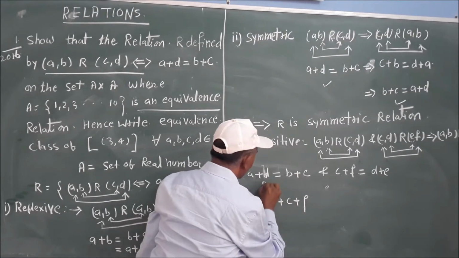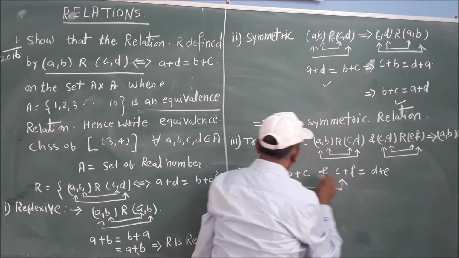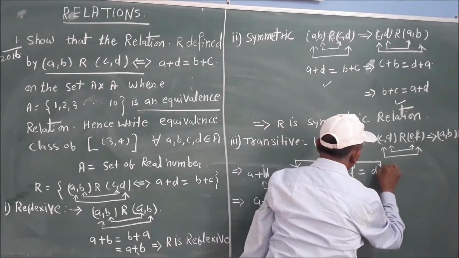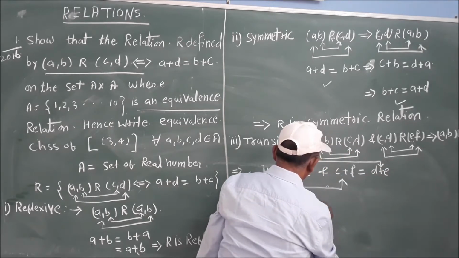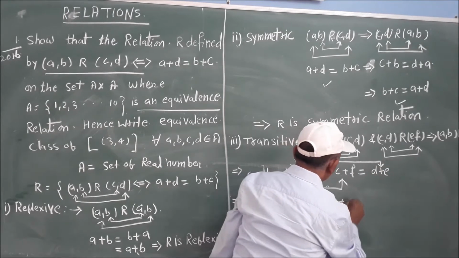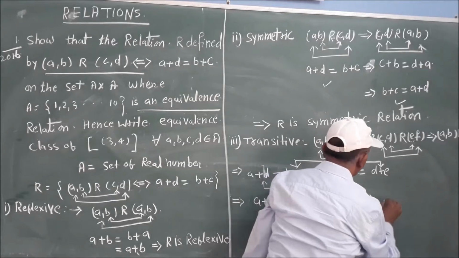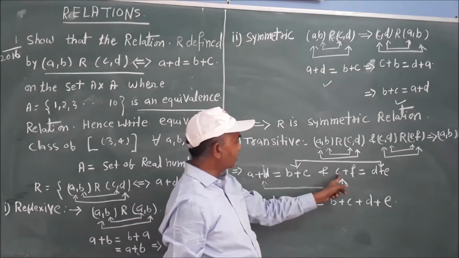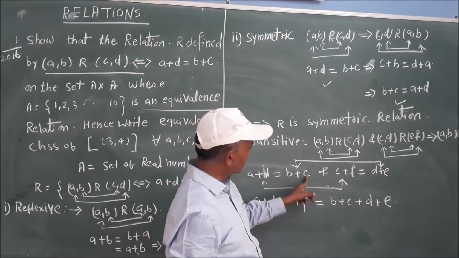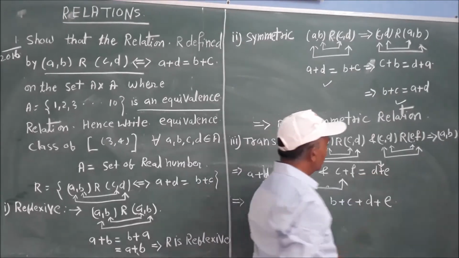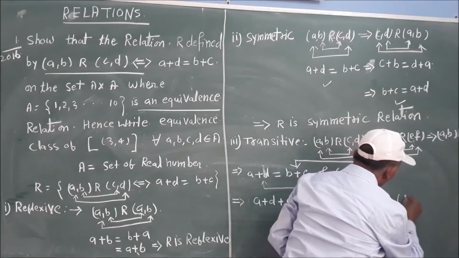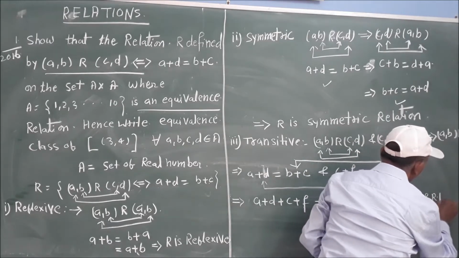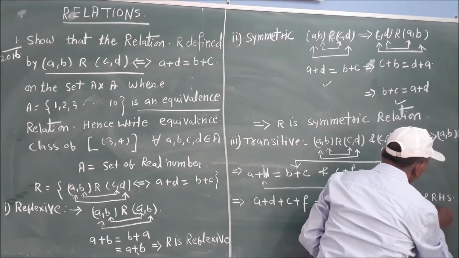This is added with this element and this RHS must be added with this element. So this must be equal to B plus C plus D plus E. Once again, check. A plus D plus C plus F, B plus C plus D plus E. What have I done? LHS and RHS added.